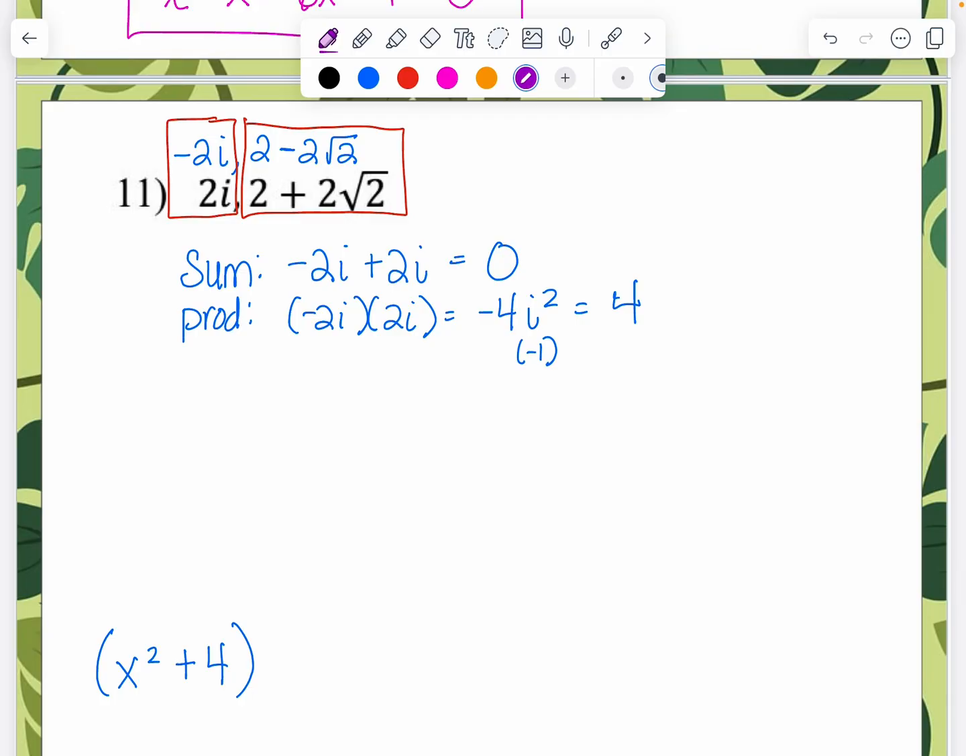I'm going to go ahead and write the sum and product roots theorem up here. X squared, the opposite of the sum of the conjugates times x plus the product of the conjugates equals 0.